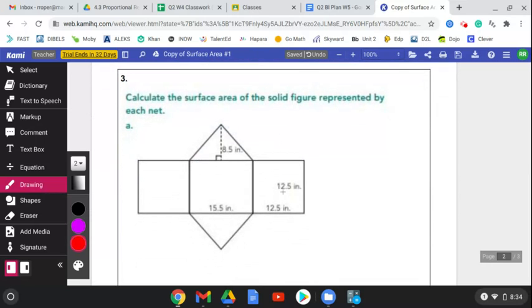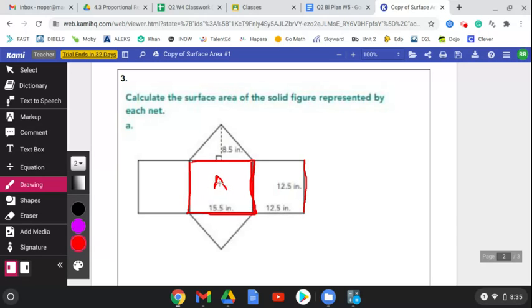Number 3 here. Calculate the surface area of the solid figure represented by each net. So for this net right here, I need to find the area of each of the shapes and then add them together. Let me start here in the middle. This rectangle right here. Let's find the area of this. This is 15.5 times what? If from here to here is 12.5, then from here to here is 12.5.